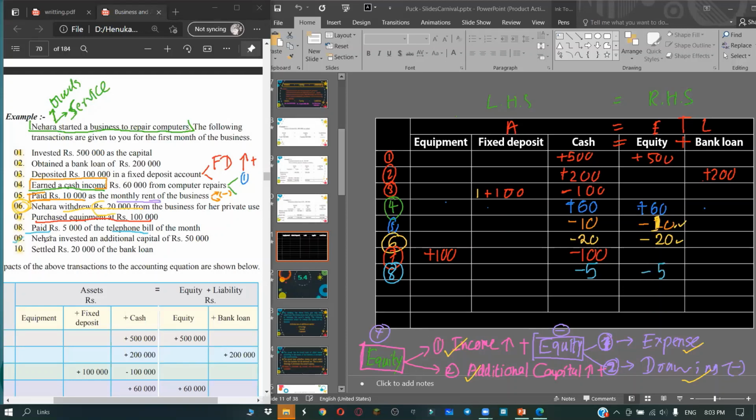Okay, last one. Nehara invested an additional capital of 50,000. So like I said, additional capital will increase our equity, right? So 50,000 will be increased.